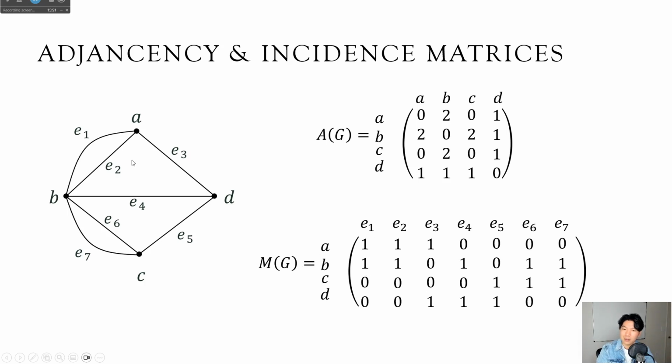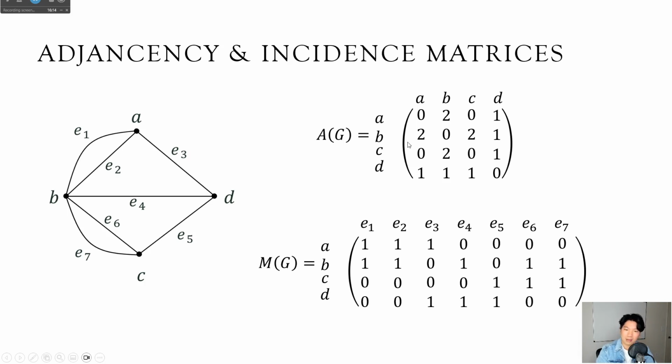So just real quick, E1. E1 is connected to A and B, so I am expecting a 1 at A and B and a 0 for the remainder. And then we can go column by column or row by row, depending on how you want to fill this out. But here we have our incidence matrix of my graph G.